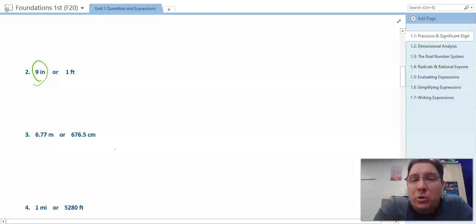Which one of those two is more precise? Well, again, this is like the first example we looked at. We want them to be in the same units. And so remember how to convert from centimeters to meters. You should remember that from middle school.